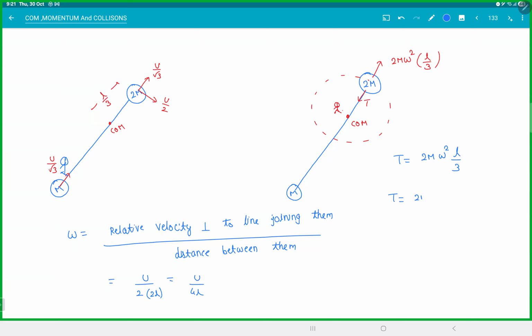Omega will be u square by 16L square. Times L by 3, one L goes off, and you end up with mu square by 24L. Have a look at this. Is this making sense? How did you get omega?